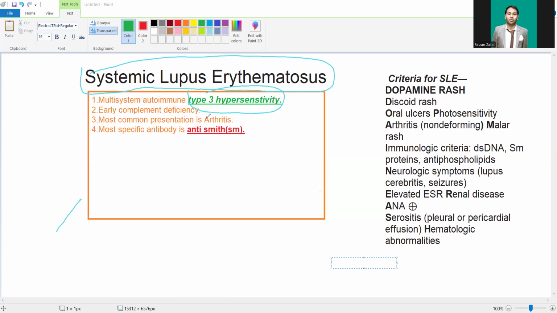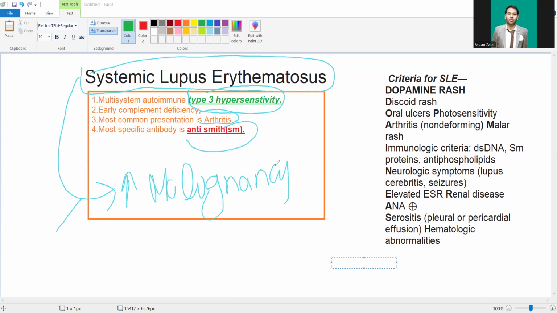The most common presentation of this disorder is arthritis, and the most specific antibody is anti-Smith. SLE also increases the risk of malignancy, particularly non-Hodgkin lymphoma.